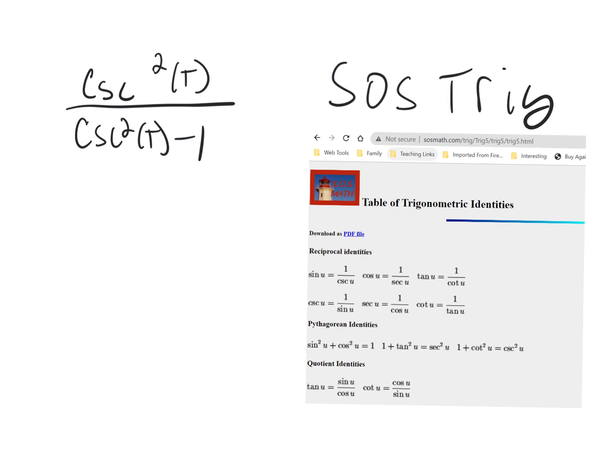The first link will take you to this SOS Math trig table. You can download a PDF copy of it, and you get all the trig identities. There are many more, but these are the main ones. We aren't going to look at them all in this class. You'll need some of the later ones.